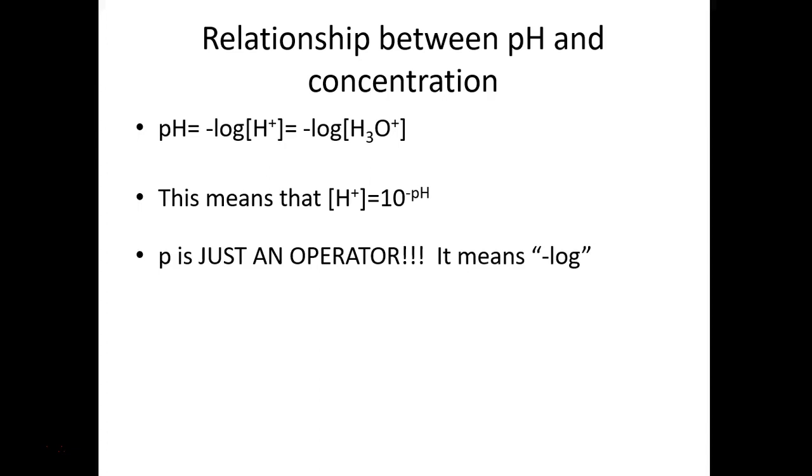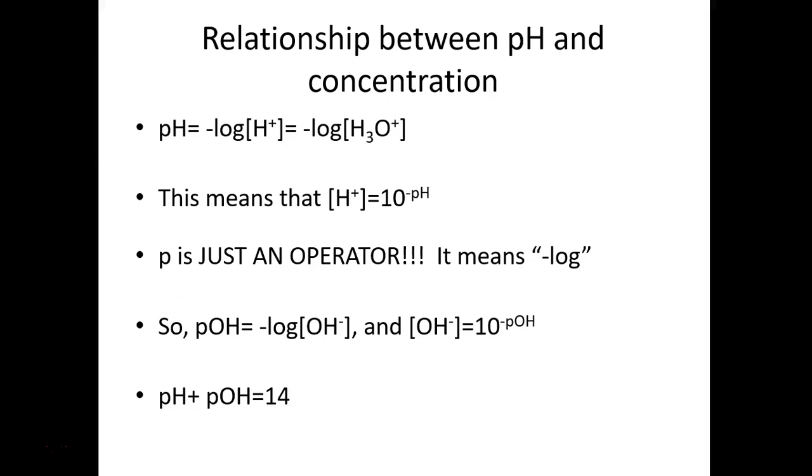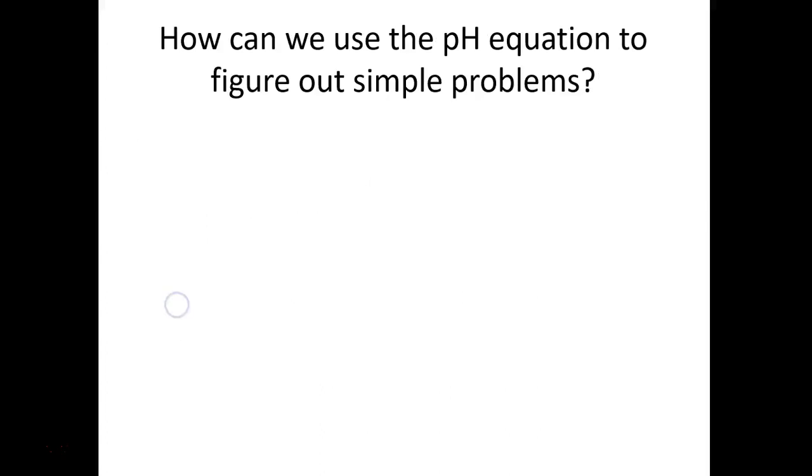Now, P is just an operator, and P stands for negative log. So P anything is just the negative log of anything. That means if we wanted to calculate pOH, pOH would just be the negative log of hydroxide ion concentration. And if we wanted to know what the hydroxide ion concentration was, knowing the pOH, we would just take 10 and raise it to the negative pOH. So basically, if you know one of these things, then you know all of them, because we have our final relationship, pH plus pOH equals 14. And later on in the discussion, we'll look at an example of that.